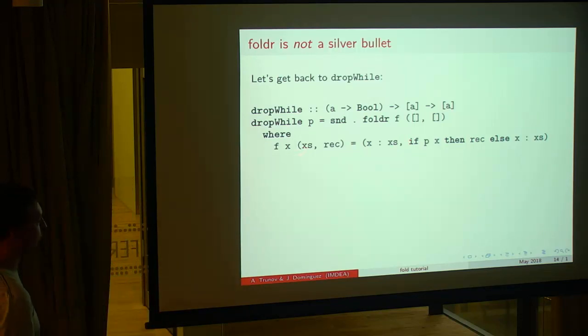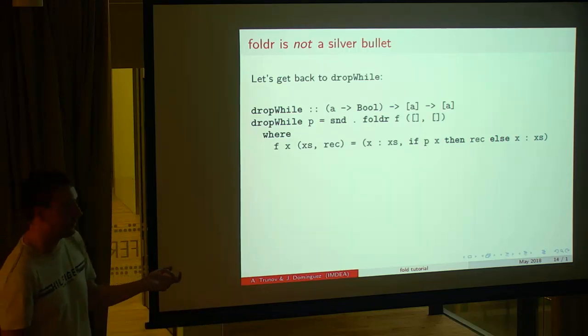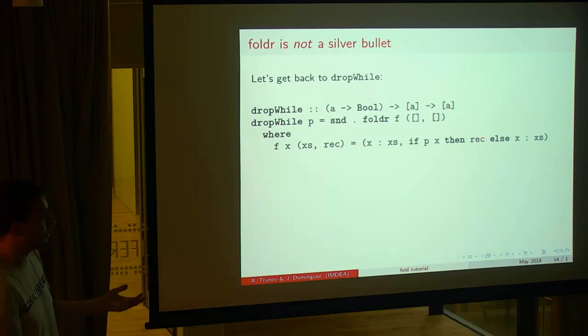But you see, now we have a pair. We have the tail of the list. So we now can use it to leave the list alone, right? If we don't find anything that satisfies this predicate, we don't have to drop anything, and so we just return the initial list.